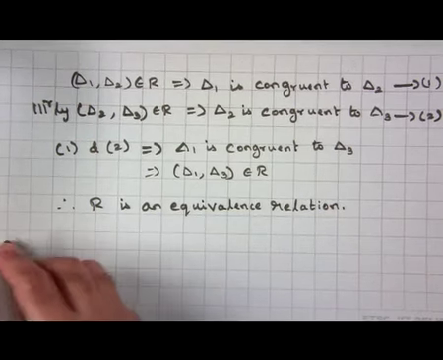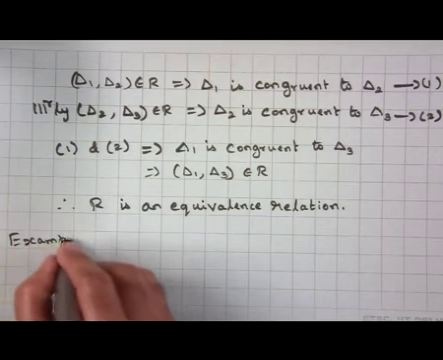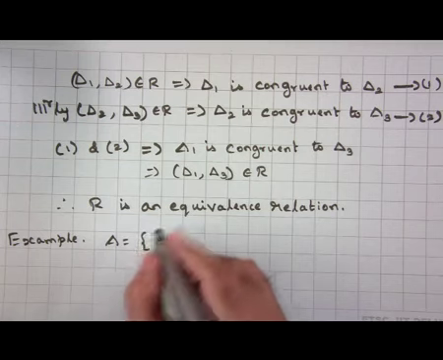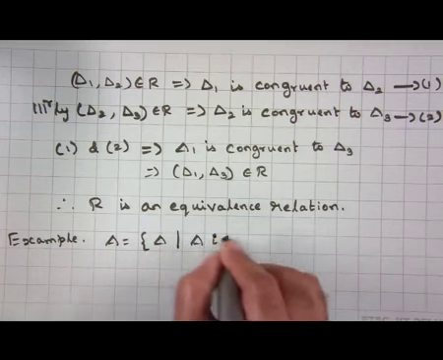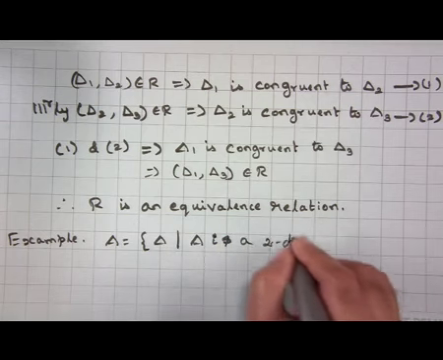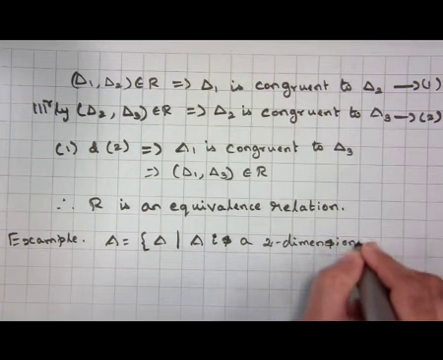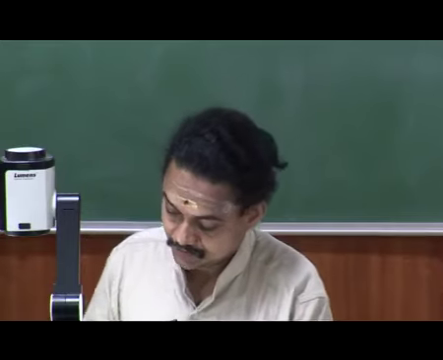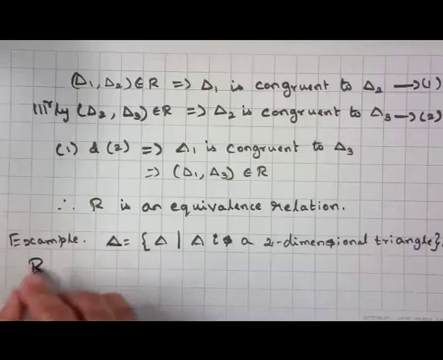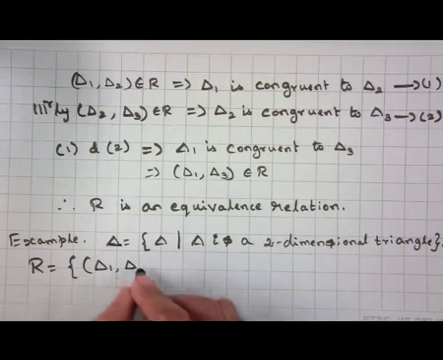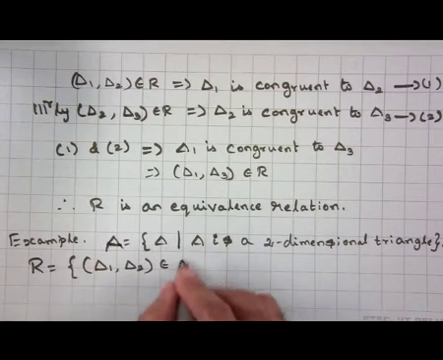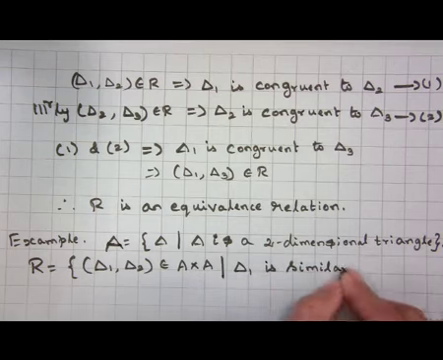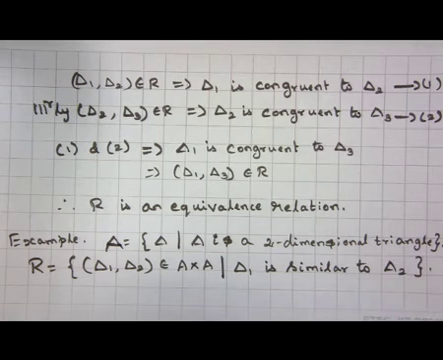Now, let us do one more similar example, which again comes from the geometry of the Euclidean plane, or the two dimensional Euclidean geometry. Let A be the same set, all those delta such that delta is a two dimensional triangle, or a triangle in R 2. Fine. Now, let us define R as all those pairs delta 1 comma delta 2 in A cross A with the condition that delta 1 is similar to delta 2. The triangle delta 1 is similar to the triangle delta 2.